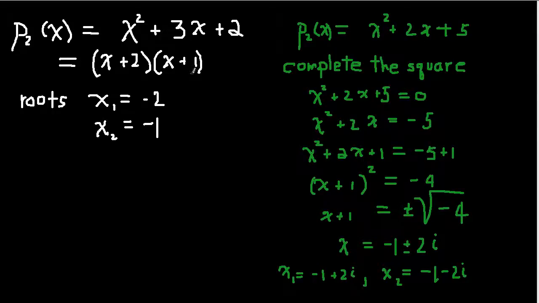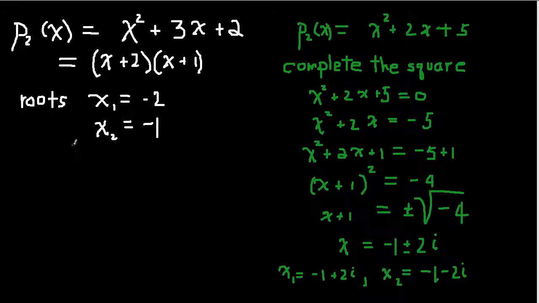If we write it in the form of the product of factors, it's pretty clear that if x is equal to negative 2, this term will equal 0, and it will make the entire polynomial be 0. Or if x is equal to negative 1, this factor will be 0, and it will make the entire polynomial be 0. So the two roots of this polynomial are x1 equal to negative 2 and x2 equal to negative 1. So here are our roots of the polynomial.